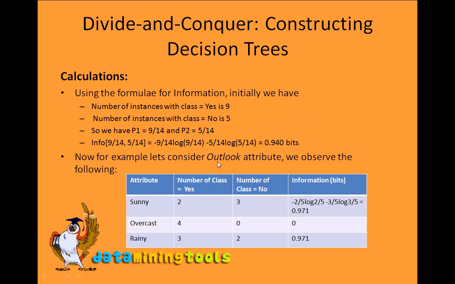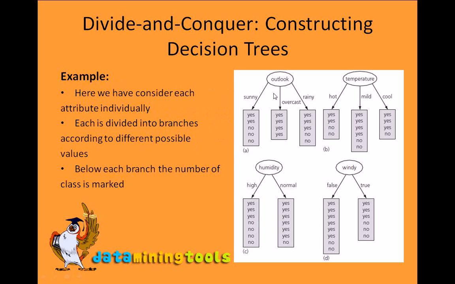Now we are basically considering the outlook attribute. We observe the following. The attribute outlook can have three values: sunny, overcast, and rainy. Here again we have specified the number of class equal to yes and number of class equal to no for each attribute value. And if you just go to the previous diagram, we are considering this diagram as of now.